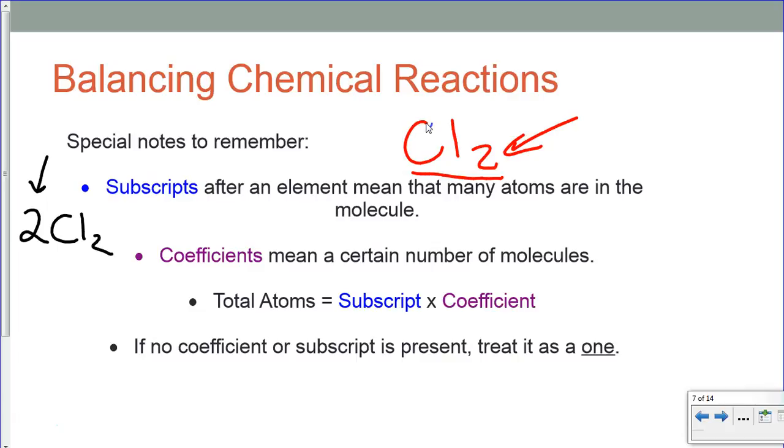Once we put a coefficient out in front, we actually need to, as it says right here, multiply the subscript by the coefficient. In this example, on black, we actually have 4 chlorines. 2 times 2, not 2 plus 2. And a special thing to remember, guys, is that if no coefficient is present, we treat it as a 1. The same rules still apply with the subscripts.